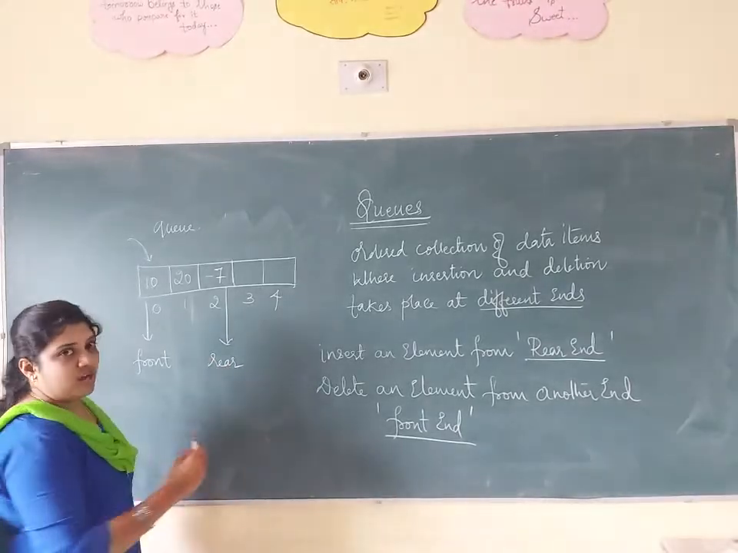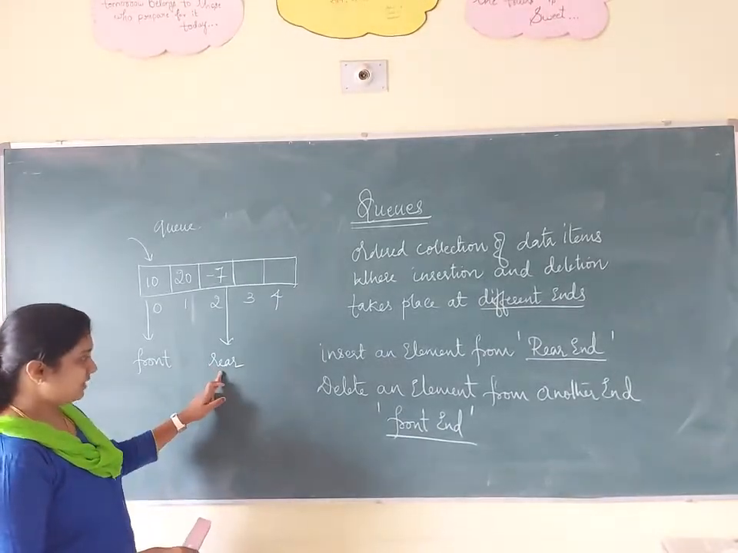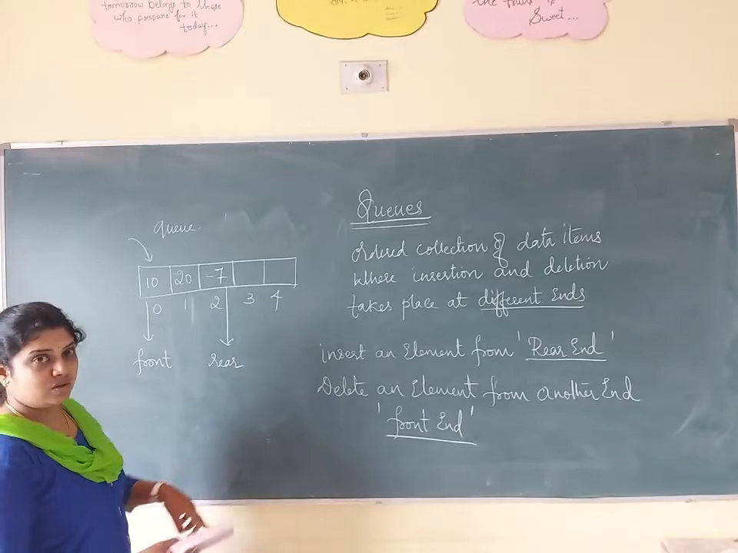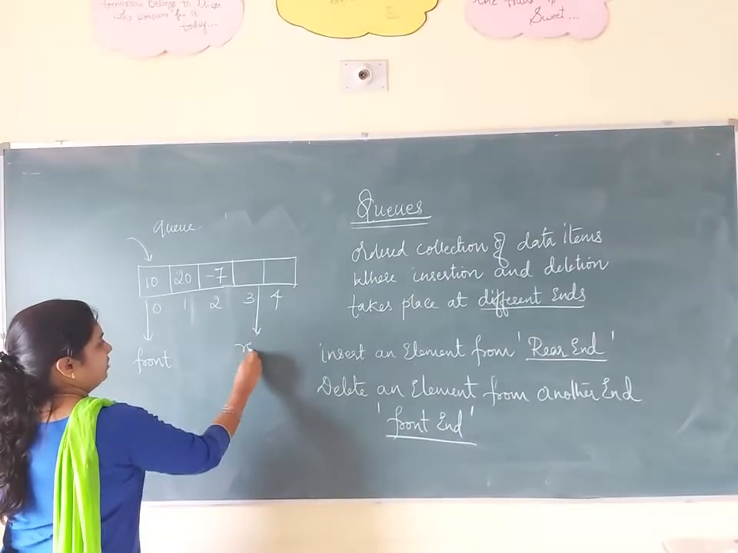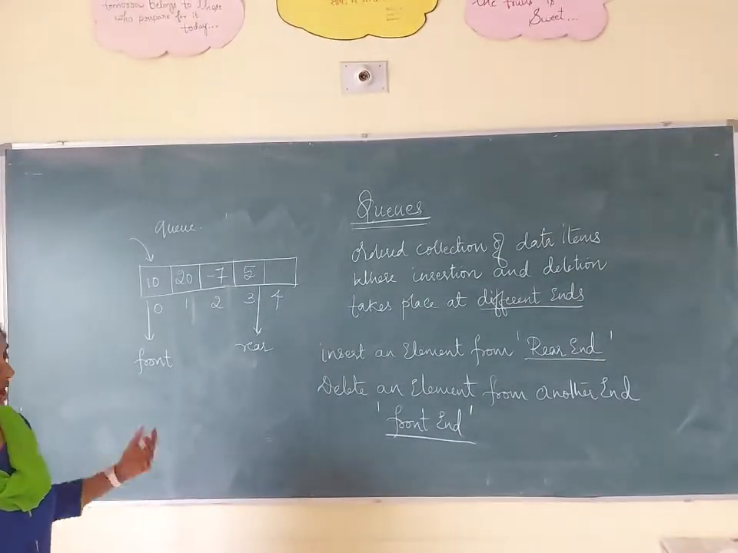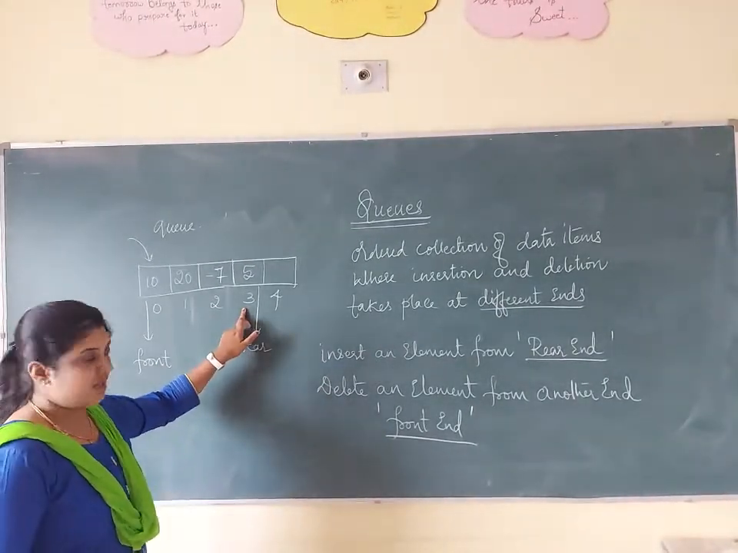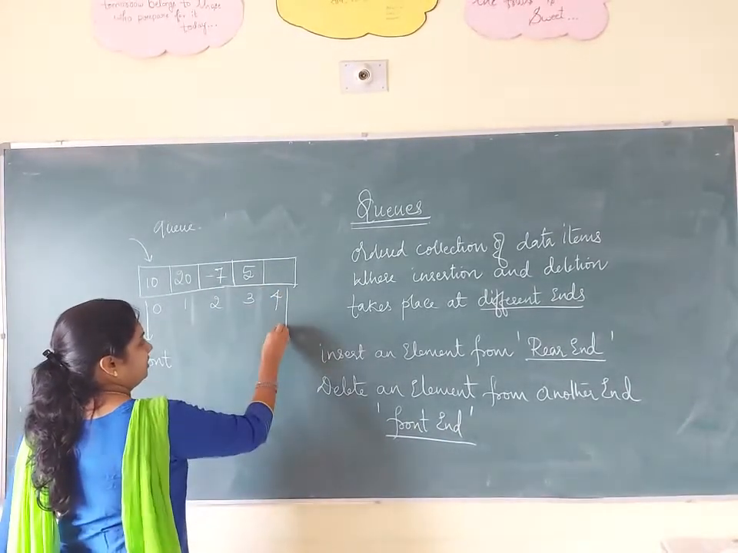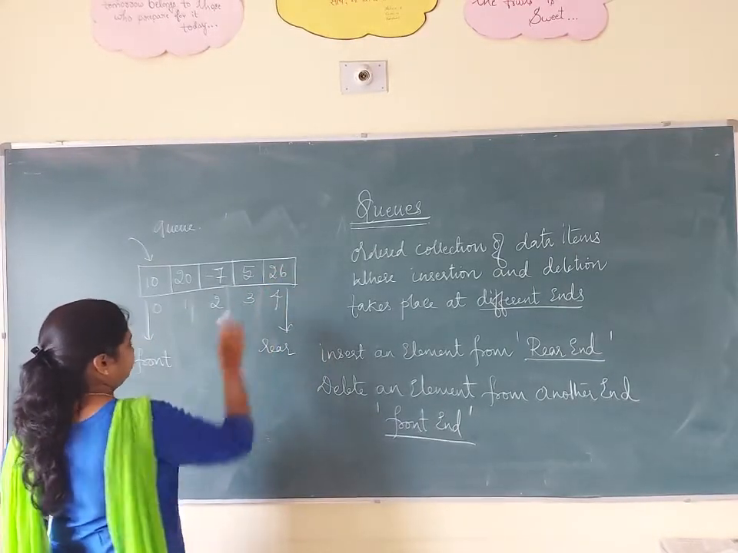Now, again one more element I want to insert, that is 5. So, you have to increment rear. Rear is pointing to 2. 2 plus 1, you will get 3. Now rear is pointing to the location 3. I have inserted an item 5. Now, again, one more element I want to insert. Rear is pointing to 3. 3 plus 1, you will get 4. Rear will be pointing at the end. I have inserted some 26.